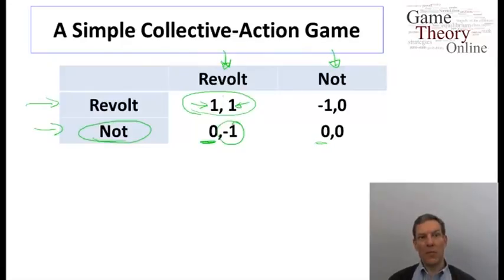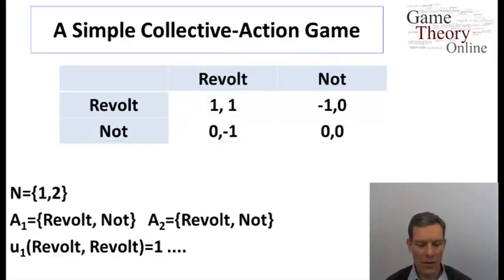So this is a game where if they both choose to revolt, they get a payoff of 1. If they both don't, nothing happens. They get a payoff of 0. If one revolts and the other doesn't, then the one who revolts is in a failed revolt and actually does worse than not revolting in that situation. Okay, so this is a collective action game. They'd both like to get the higher payoff from the revolution, but they don't want to be there unless they're sure the other person's going to revolt.